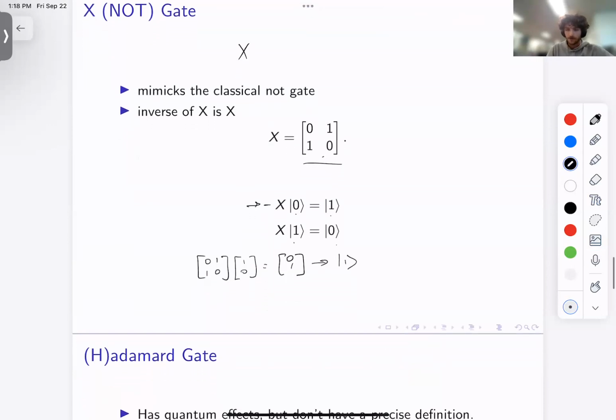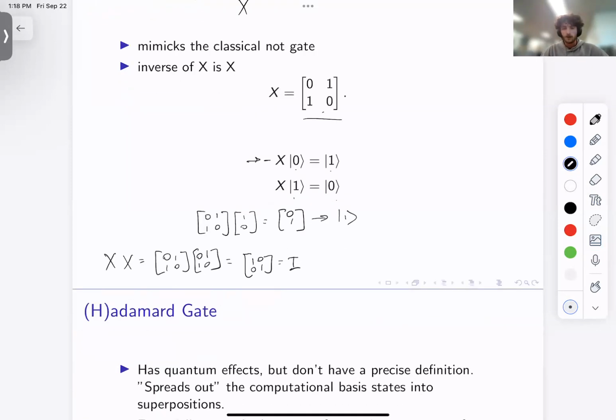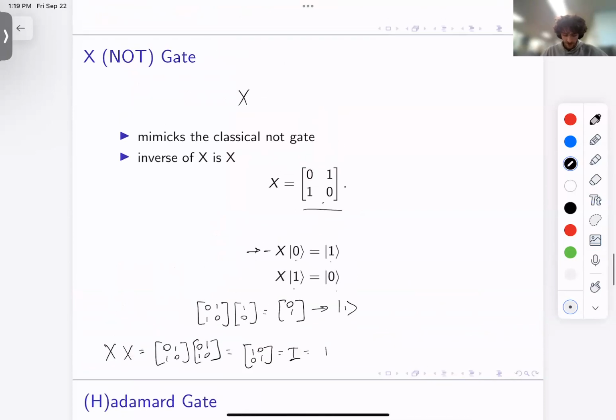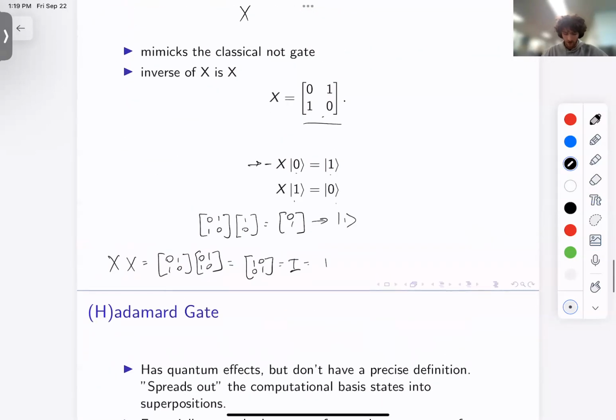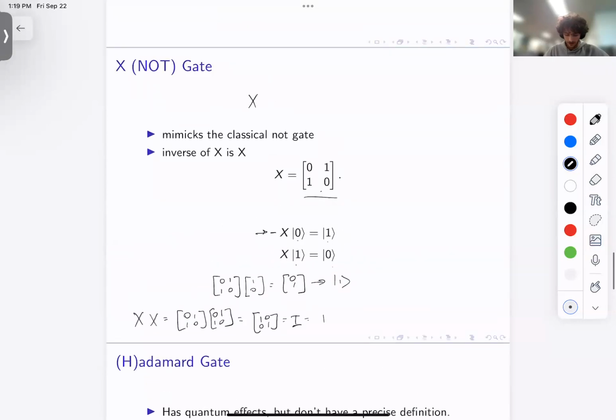And so something that we can use with that is if we did XX here, and we took these two matrices together, we would get this matrix right here, and this is the identity matrix. And so we know that we can perform 2 NOTs on some qubit and it'll return it back to its original state because I is essentially just 1. And so that's the first gate right there. And I'll get to why the inverse of X being X is important in a couple other slides.